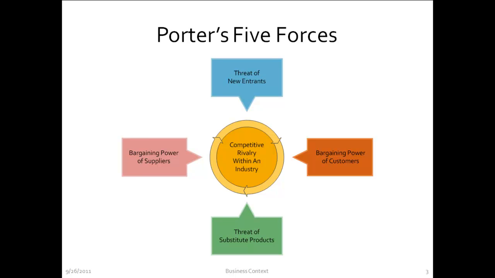Now, keep in mind that these 5 forces are not independent. So the 4 elements certainly play into the competitive rivalry, but there's also interaction between the other 4. The first 2 forces, namely buyer and supplier bargaining power, are opposites of each other. Anything that increases buyer power reduces supplier power, and vice versa.